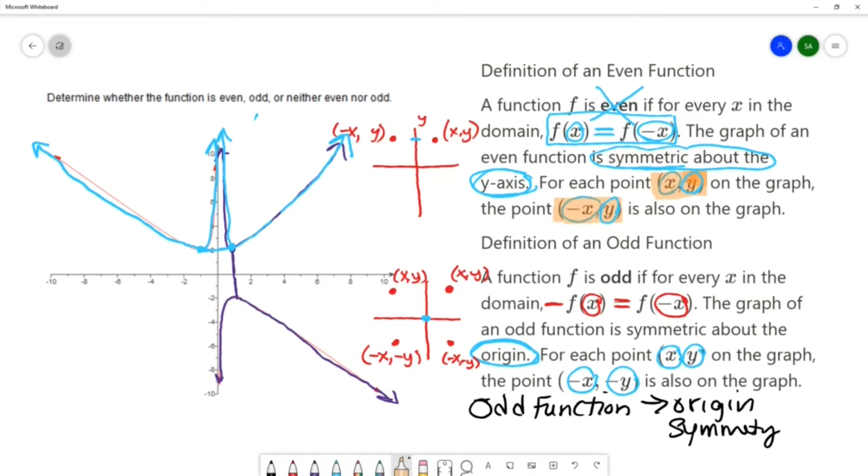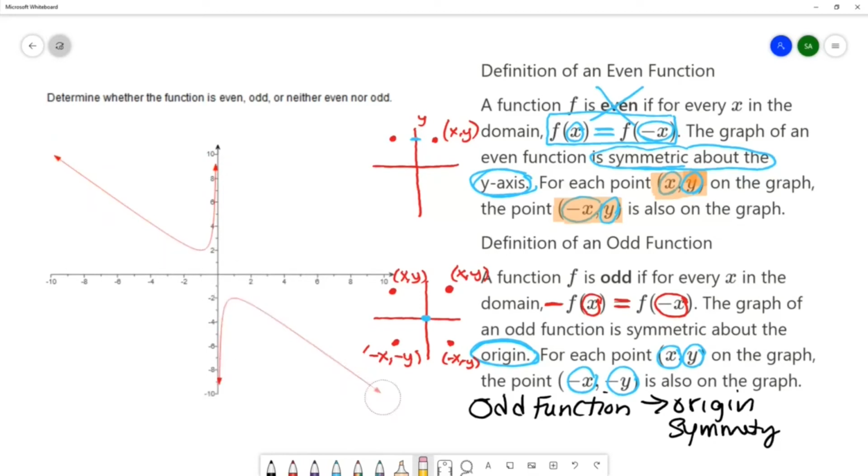Now earlier we talked about the y-axis symmetry, and if we think about a reflection over the y-axis, this reflection would go over the y-axis like this, and you see that these two sides are not matching up. This bottom half would reflect over like this, and you can see that it's not matching up with a mirror on the other side. So this graph does not have y-axis symmetry, and it is not even.